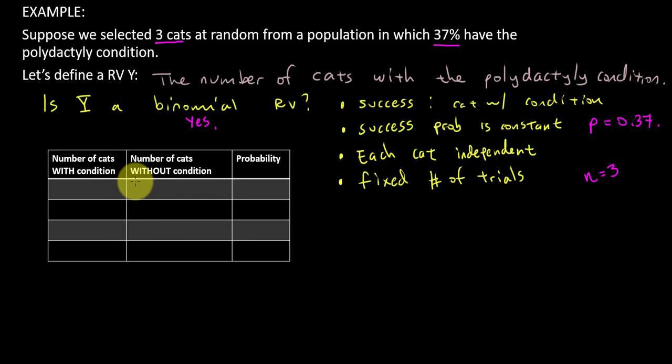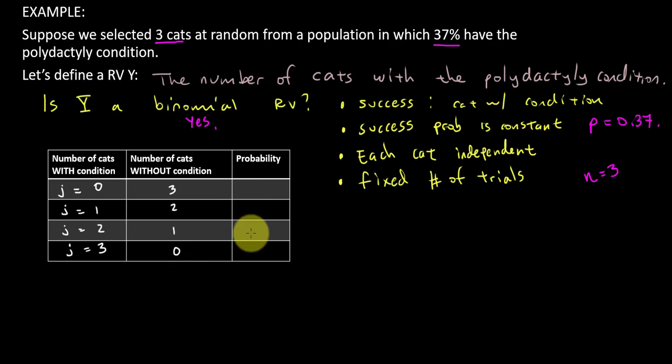So the number of cats with the condition, well, those would be our successes, right? So we can have potentially 0 cats with the condition. So that would be j equals 0. We could have 1 cat, or 2 or 3 cats with the condition. And because these are disjoint events, therefore the number of cats without the condition is going to be 3, 2, 1, 0.